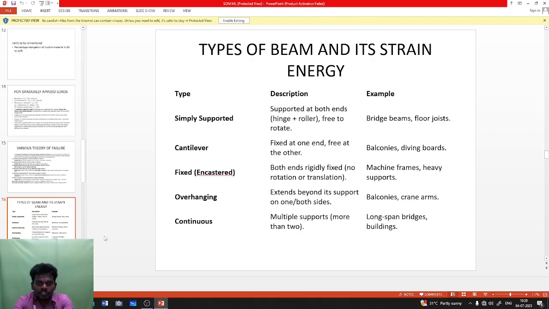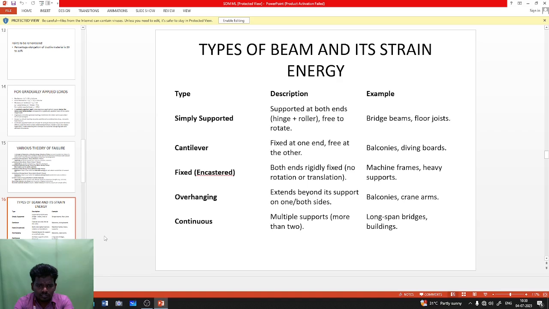Types of beam and strain energy. Types, description and example. Simply supported: supported at both ends, free to rotate, and the supports may be hinge and roller. Examples are bridge beams and floor joists. Cantilever: fixed at one end and free at the other end. Examples are balconies and diving boards.